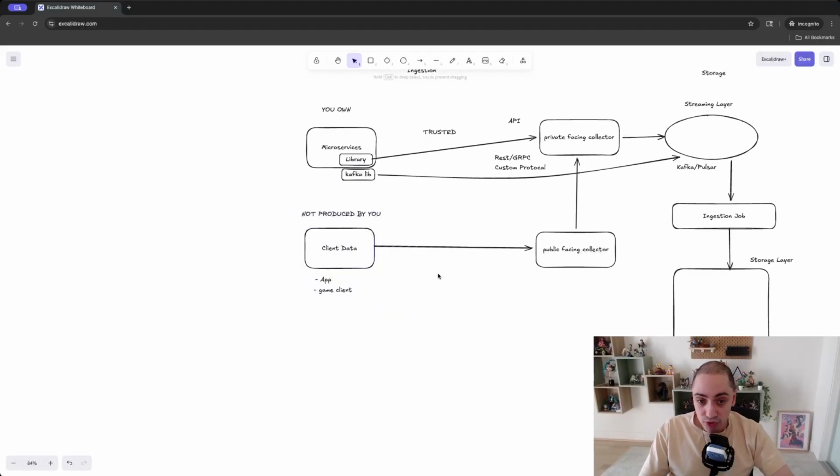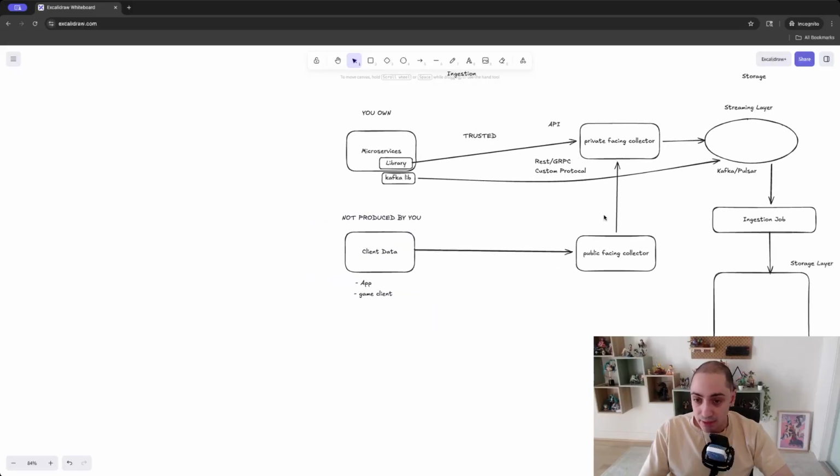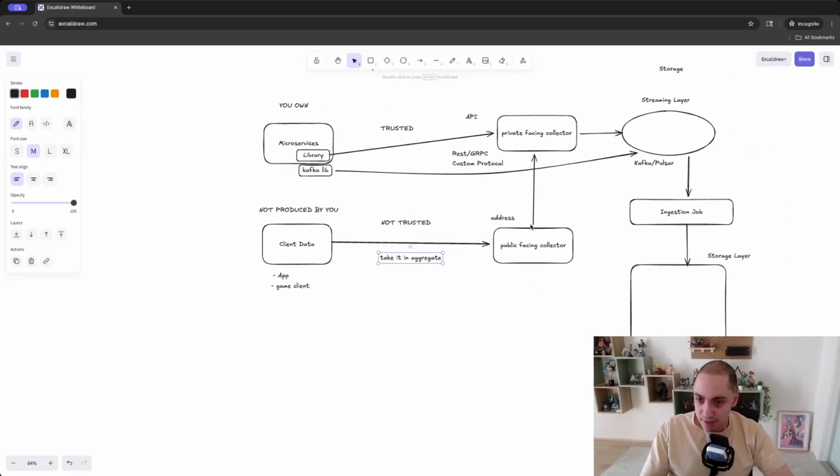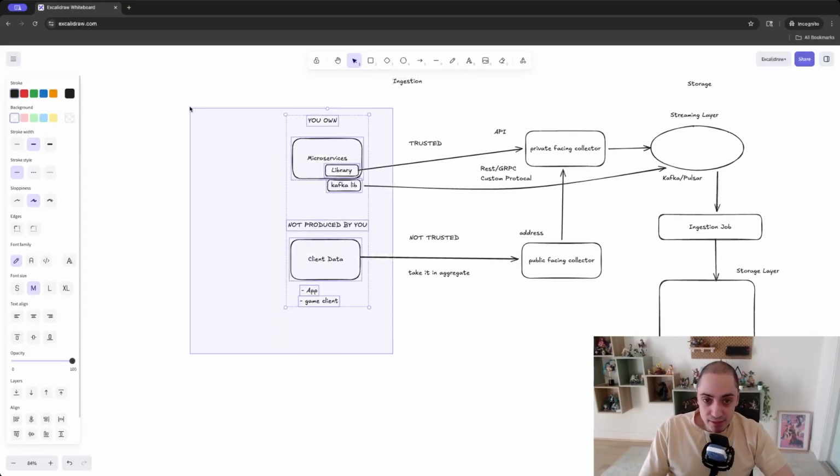Actually, in this world, it's very possible for the users to kind of mine the address that's being used here, and then they can send fake data to you. And so in that world, this data is not trusted, which means you got to treat this data carefully. You got to take it in aggregate. We're going to talk a little bit more in a second here about how some of this data gets through. We're going to complicate the picture, but we'll keep it simple for now. Okay, so that's kind of how that works.